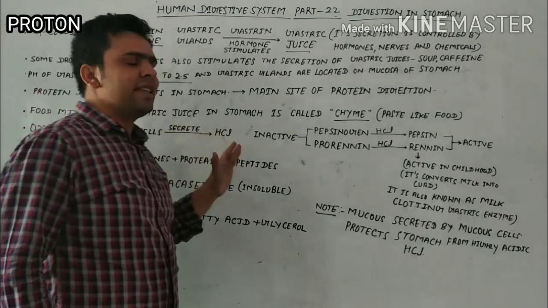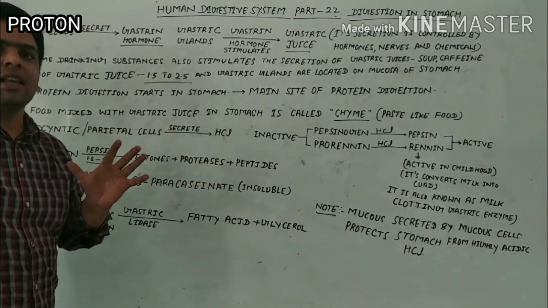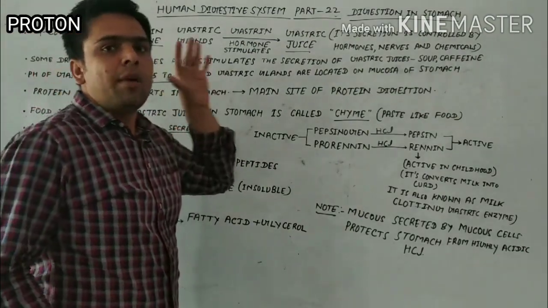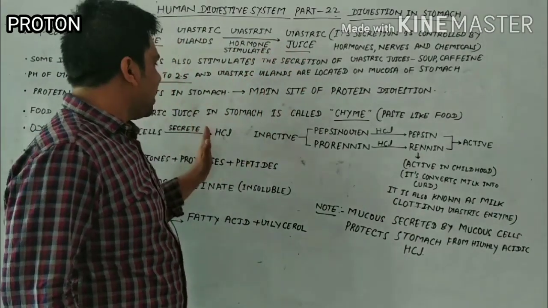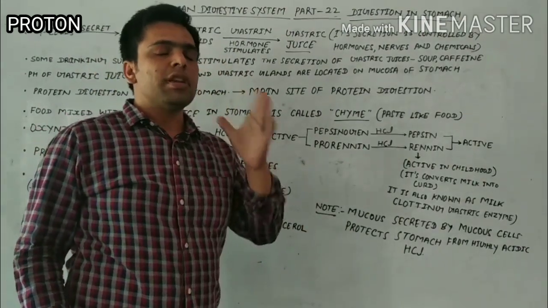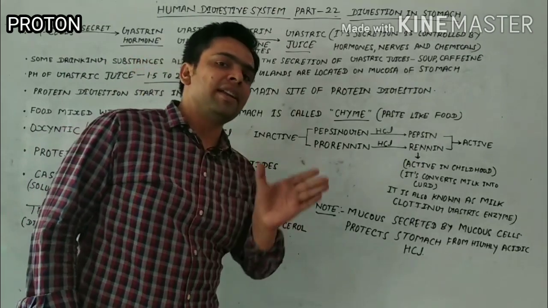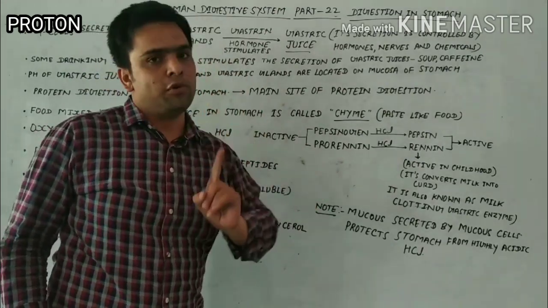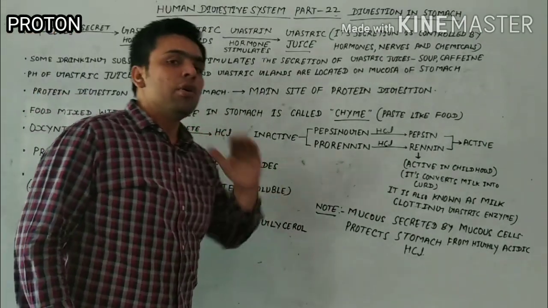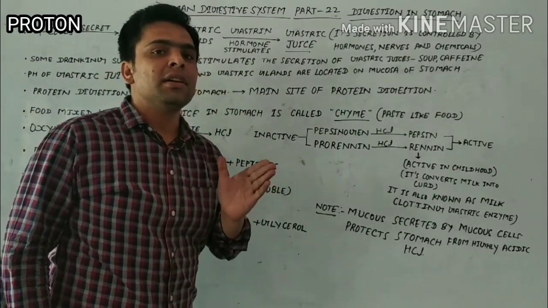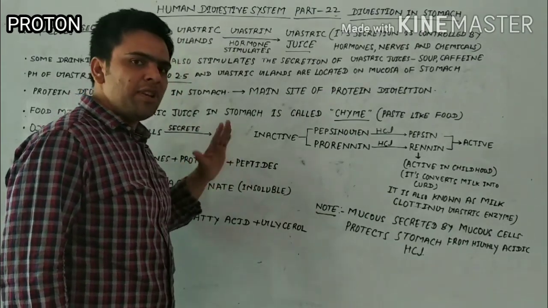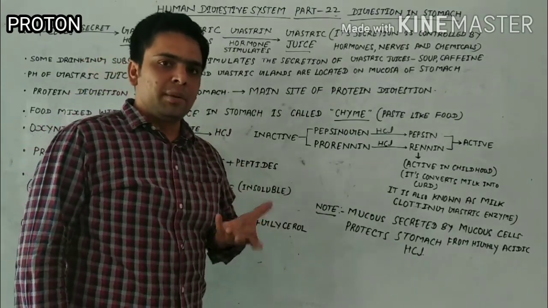So what is the role of HCl? There are many roles of HCl, as we have already discussed when we discussed the stomach. Again I repeat the role of HCl. The first function of HCl: HCl kills the bacteria which enter our stomach through food. Clear students? I have not mentioned the first function here because we have already read about it.